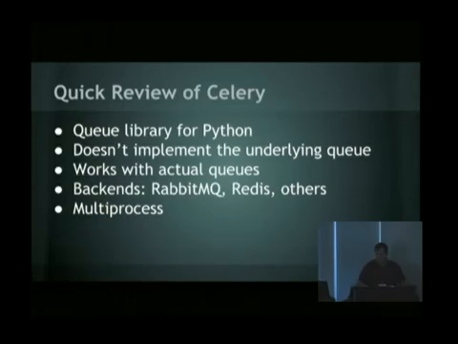Most of the time, people use RabbitMQ as their queuing library when they're using Celery. You can also use Redis. I believe you can actually use Postgres as a back-end, is one of the options. There's several other backends, but Celery was really built to work with RabbitMQ. It has a lot of specific stuff to make it work well with RabbitMQ, and it uses the AMQP protocol to talk to RabbitMQ.